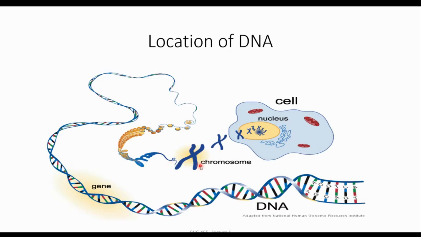We have a few pairs of them inside our cells, and all of the chromosomes are located inside the nucleus of our cell. What is a cell? Cell, this is the smallest organism in our body. So this picture is very important in order to understand the location of DNA and also see the difference between DNA and gene. So DNA is just a subset of gene.